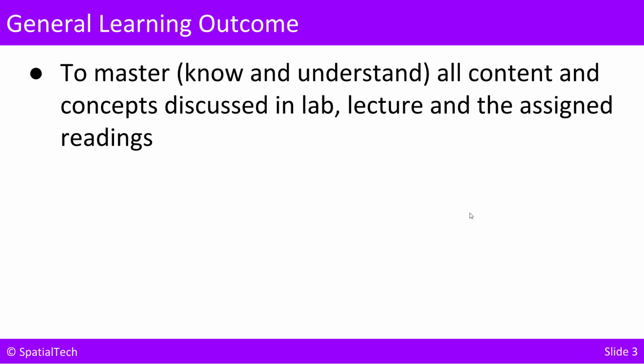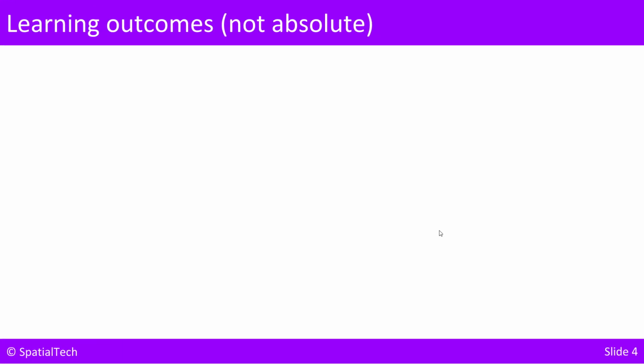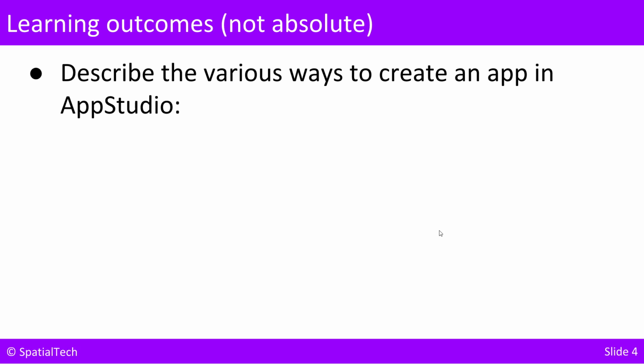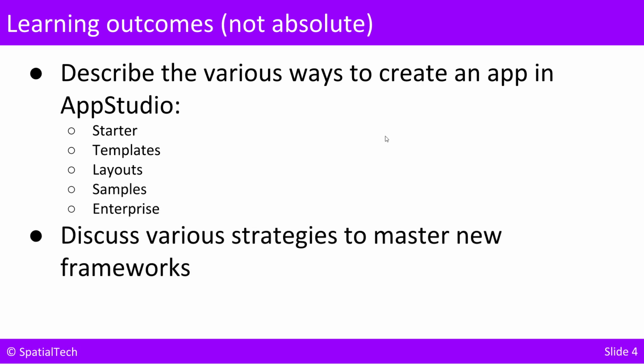The general learning outcome is to master, know, and understand all content and concepts discussed in lab, lecture, and the assigned readings. More specific learning outcomes, although not absolute: describe the various ways to create an app in App Studio: Starter, templates, layouts, samples, enterprise. Also discuss various strategies to master new frameworks.